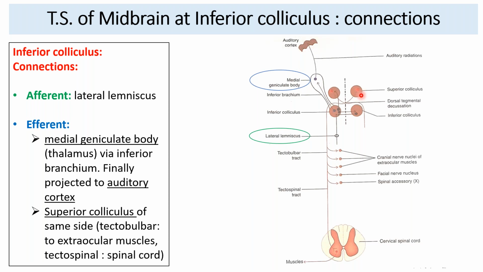Some efferent fibers also reach the superior colliculus, and the superior colliculus of the same side creates the tectobulbar tract, which is for the extraocular muscles, and some fibers go to the spinal cord level for the tectospinal pathway. So these are the efferent channels: the afferent lateral lemniscus carrying the auditory impulses is projected to the auditory cortex via the medial geniculate body, and some to the superior colliculus for the tectobulbar and tectospinal tract.